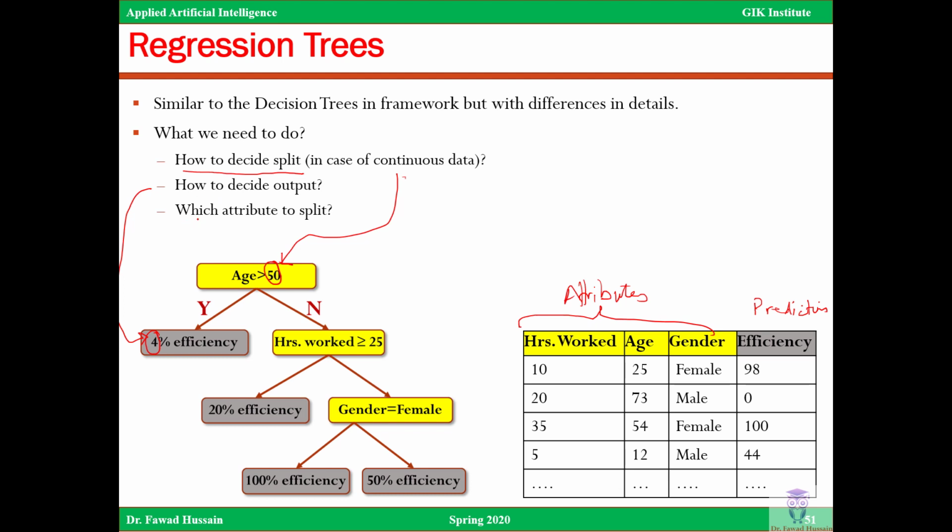And the final question asked is, which attribute to split? So we chose age as the first attribute, as the root node. However, there are 3 different attributes. So my question is, why not hours worked? Why not gender? Why did you start with age? This is the third question of which attribute will become the root node. If we can answer these 3 questions, we can make our own regression tree. And that's exactly what we are going to do in the next few slides.